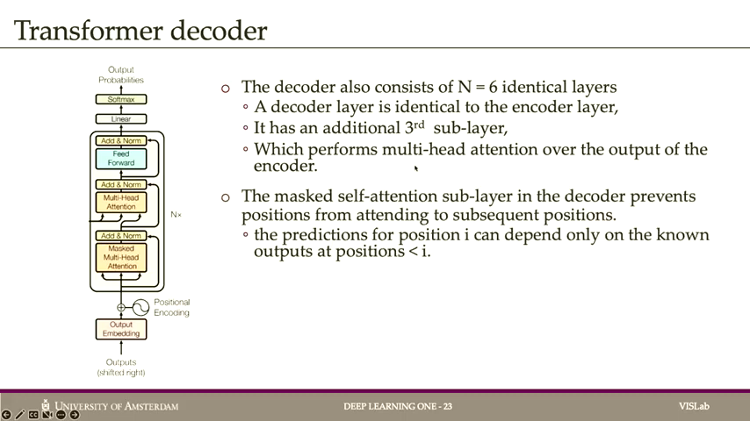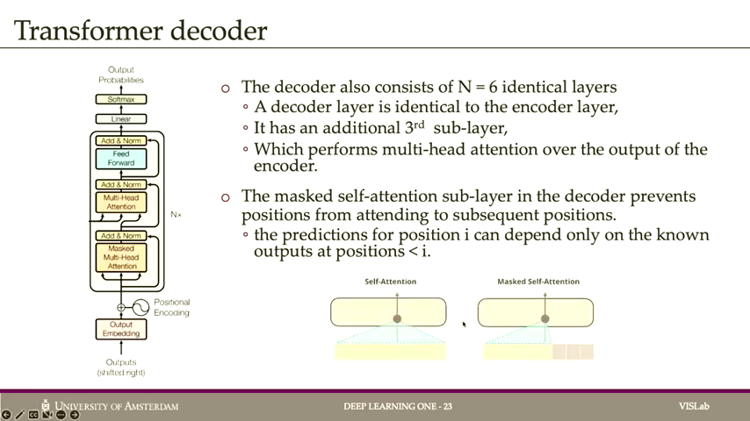And also one more important concept here is the masked self-attention sublayer. As you can see here, we have masked self-attention. The idea of this is we want to prevent the decoder from looking at positions which are still not generated. So we want to prevent the decoder from looking into the future, sort of. We can see that here with this illustration.